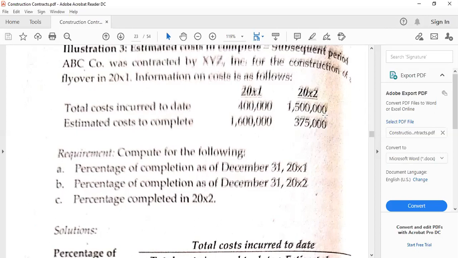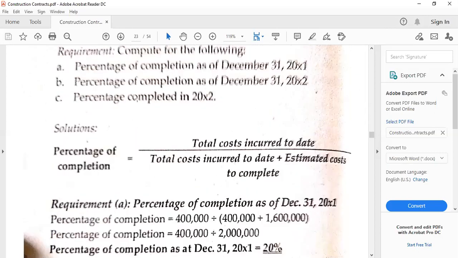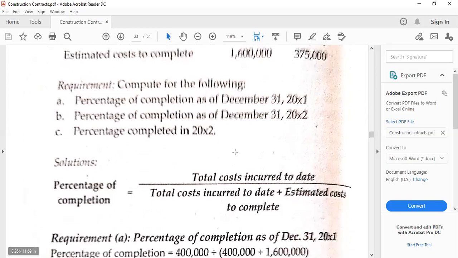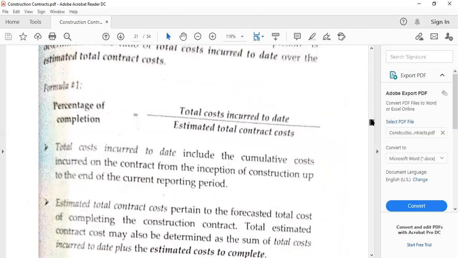So add the cost to get the cost incurred to date. So here are the requirements. And of course, we have known this formula wherein the total of the two at the bottom will be the estimated costs for the project, or total estimated costs to complete, which is quite tricky because we have here estimated costs to complete. And if we just attach the word total, that would change the meaning.